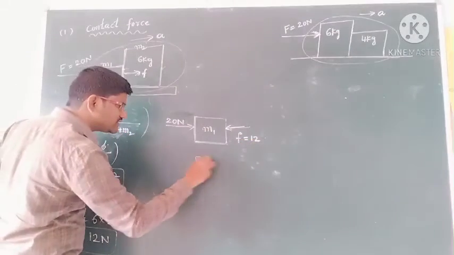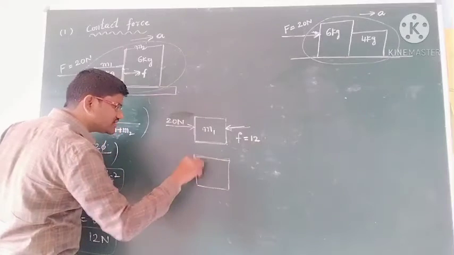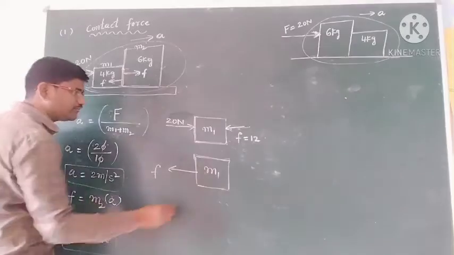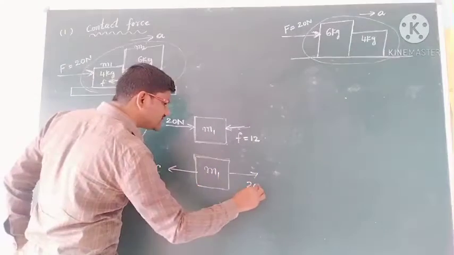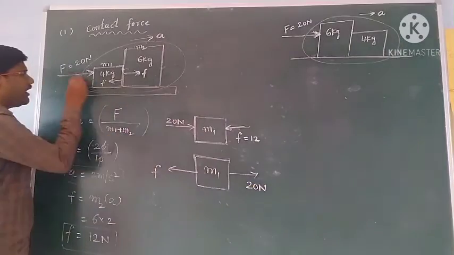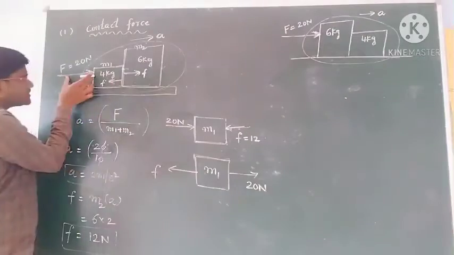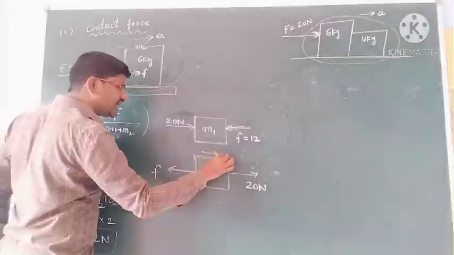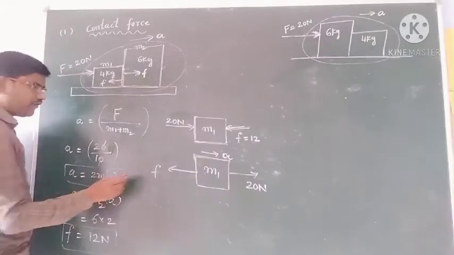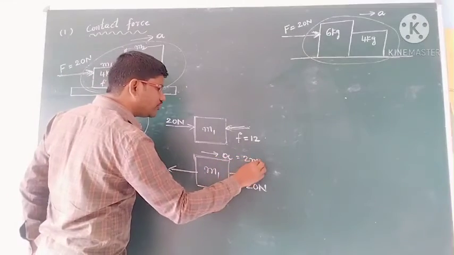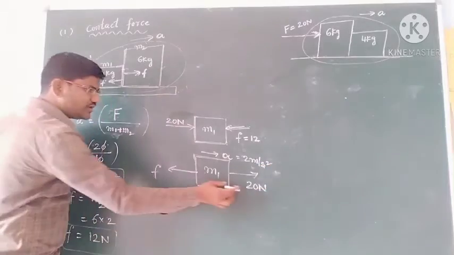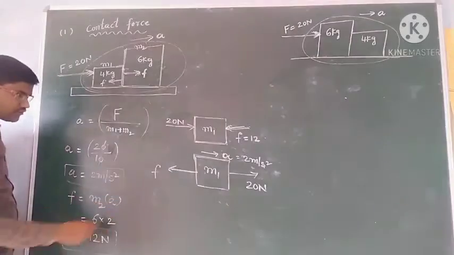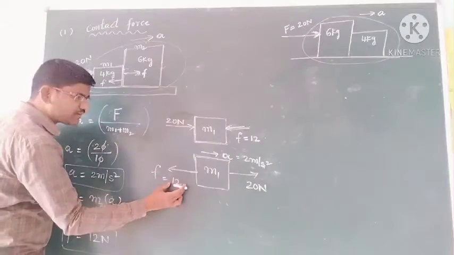Means see students, the same m1, this is our mass m1. On this m1, F is acting left side, okay, and 20 newtons is acting right side. So on m1, the 20 newtons force direction is this one students, and contact force is this one students, but it is moving with an acceleration A. That A we have found, how much students? We have found it 2 meter per second square. Means we applied 20 newtons, but this F we found is 12 newtons. So this 12 newtons is in the backward direction.